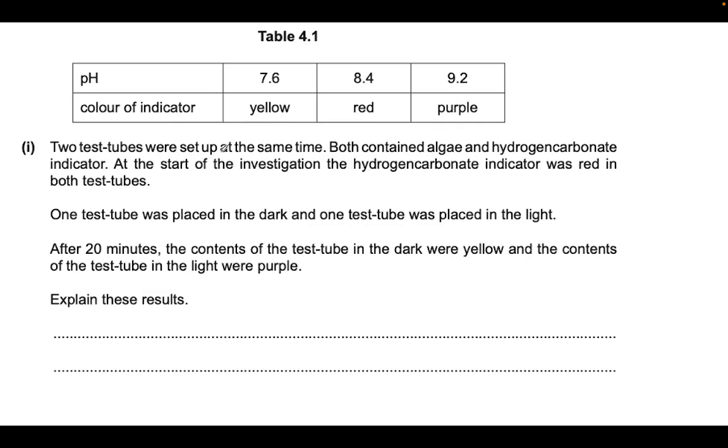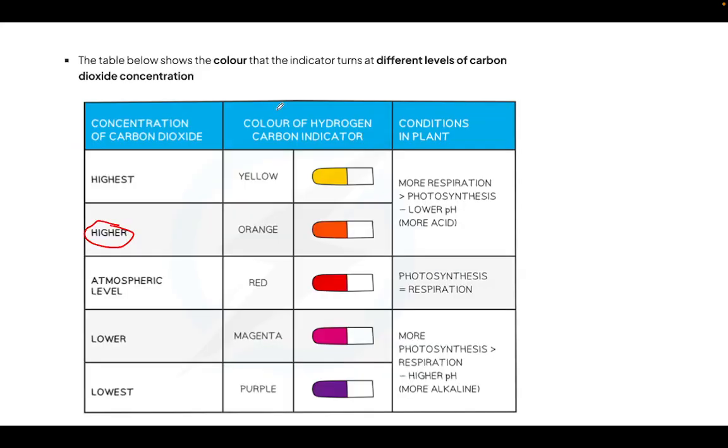Two test tubes were set up at the same time. Both algae and the hydrogen carbonate indicator were put in. At the start of the investigation, it was red, because you saw that it is always red at the start in both. One test tube was placed in the dark. In the dark, more respiration will happen. Carbon dioxide will be released. pH will be lowered, like we said, because it is acidic, and it will turn yellow, like we saw. We have a lot of carbon dioxide.